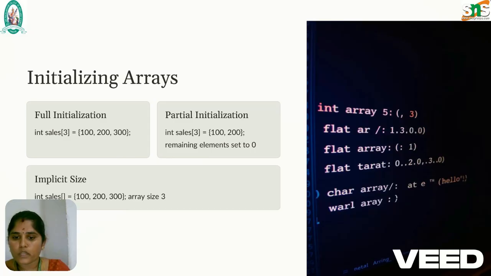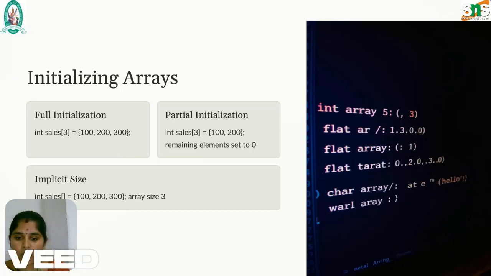How do we access a value from the array? We use the index position to access the array elements. So here we have discussed what an array is, how to declare an array, and how to assign values to arrays.